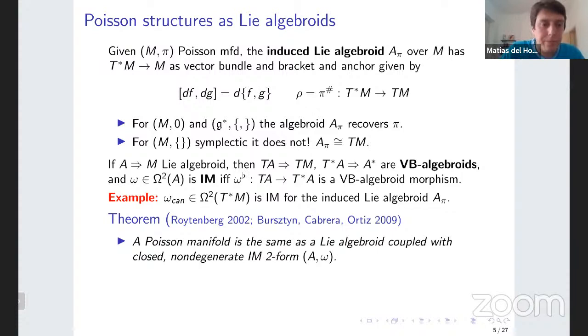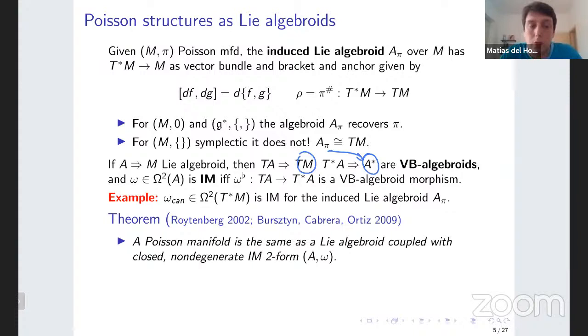And then a Poisson manifold induces a Lie algebroid and a symplectic form that is compatible. And conversely, if I have a Lie algebroid plus a closed non-degenerate IM two form, it is not hard to see that it is, in fact, one of these type. What you have to do is to look at the two form, which is an isomorphism from the tangent to the cotangent on the base of these algebroids. So it is already telling you that if you have a Lie algebroid with a closed non-degenerate IM two form, then A has to be the cotangent bundle. It's just looking at the map from TA to T star A on the base. And then you can see that the whole structure is exactly the one that we were discussing before.